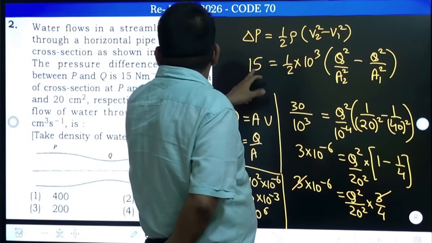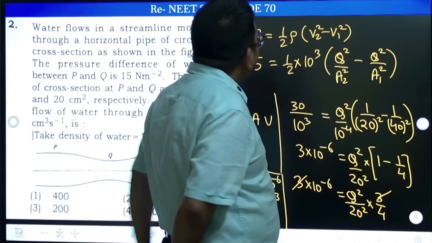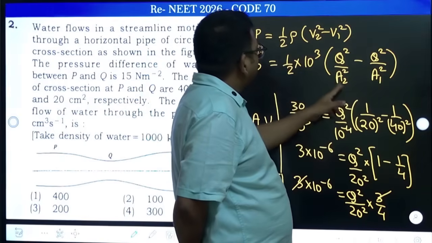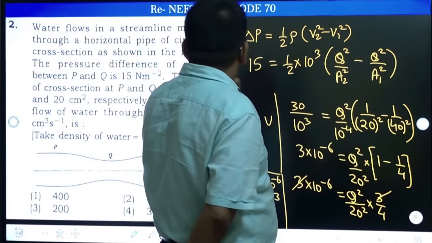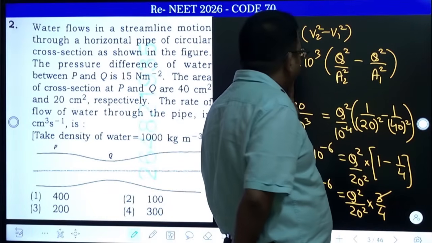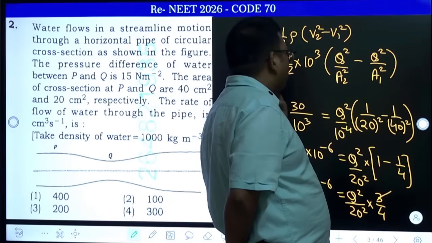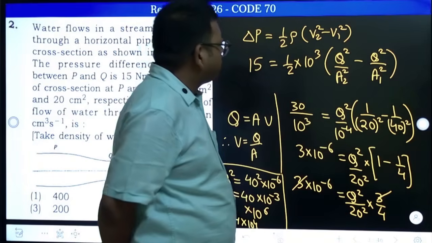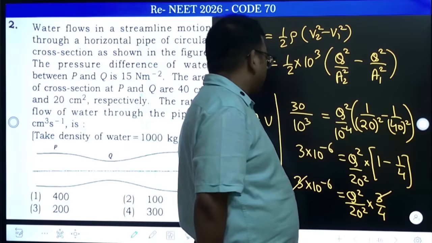So this is 15 Newton per meter square. Half rho density I put SI unit, V2 square minus V1 square. Q square I have taken, right? And this I have taken here as centimeter square. So 20 square minus 40 square. Centimeter is 10 power minus 2. So to convert it into meter, I have to multiply 10 to the power minus 4. Correct? Right only. Centimeter square. 10 to the power minus 4 is going to come out here.